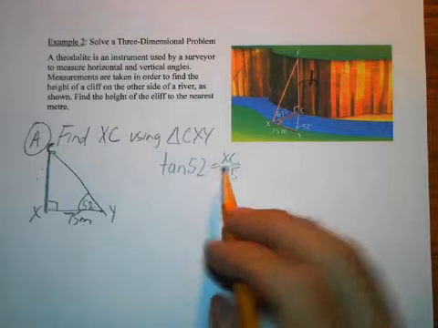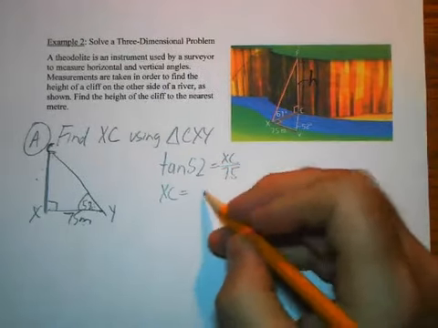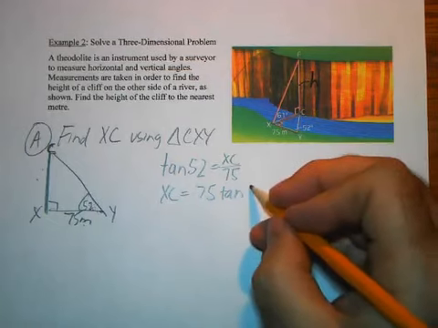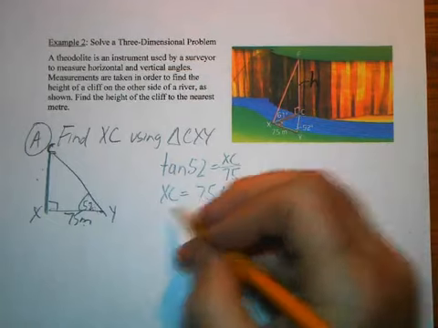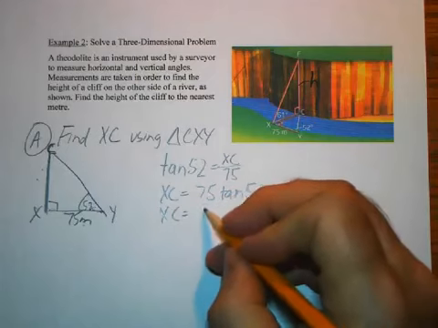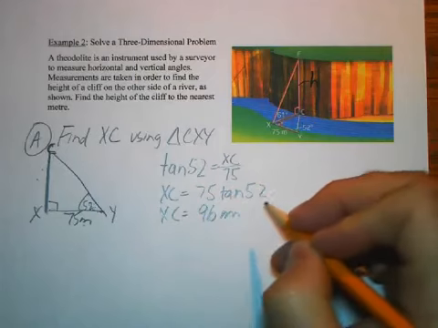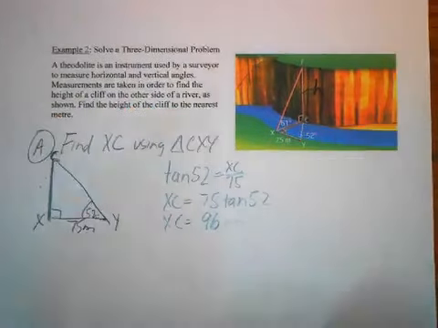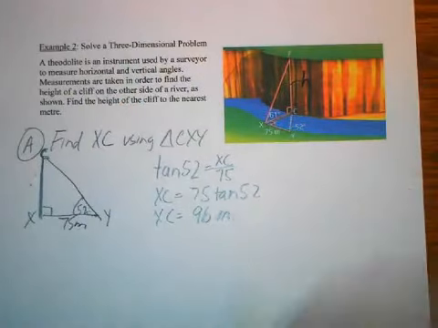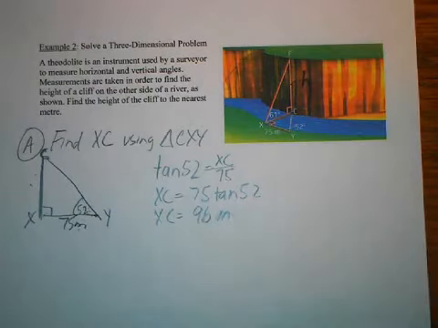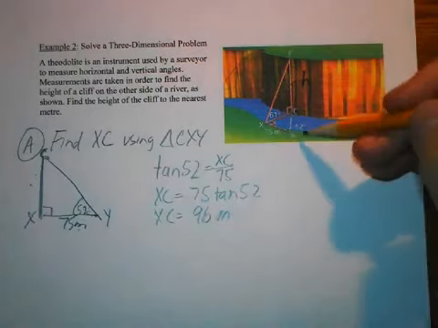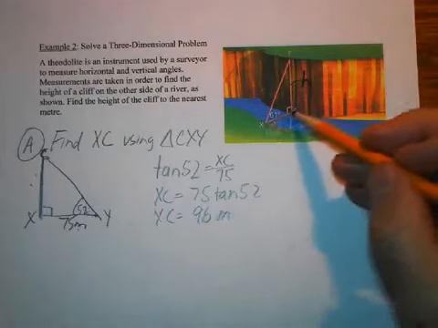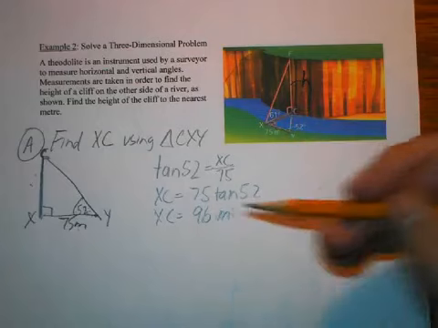If I get XC by itself, multiply both sides by tan 75. So XC is equal to 96 meters. Now I could go to one more decimal place, but in this case I'll just leave it like that. So I know that common side there is 96. So if the question had been how wide is the river at that point, we know the answer is 96.